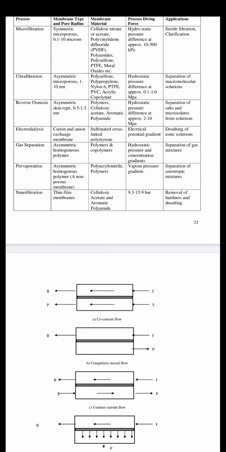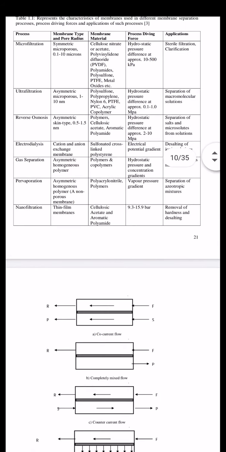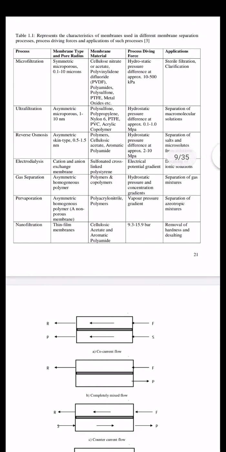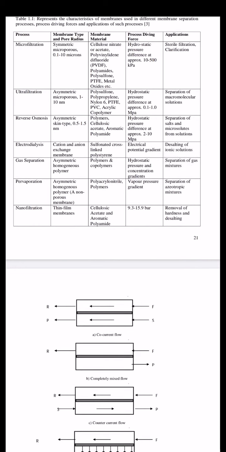As per the syllabus concern, I am going to elaborate the gas separation process, where again we are using asymmetrical homogeneous polymer membrane, and the method of construction may be polymer or copolymers. Here again, hydrostatic pressure and the concentration gradient play an important role as the driving force for this process, whereas the application is separation of gases from a mixture of gases. So nanofiltration, pervaporation and electrodialysis are not in our syllabus, but you must know them.